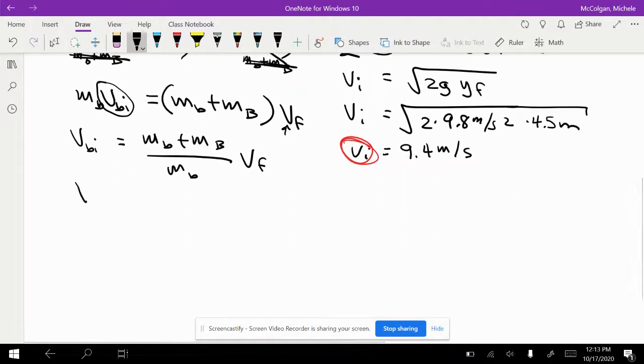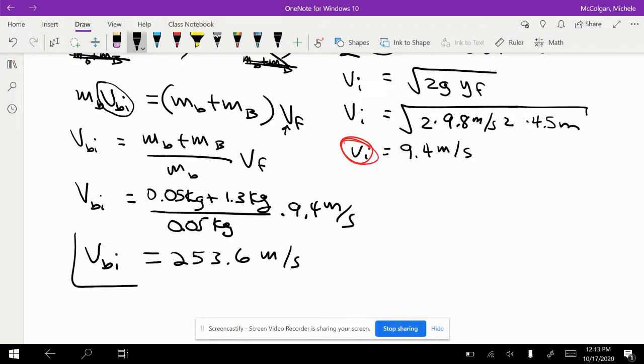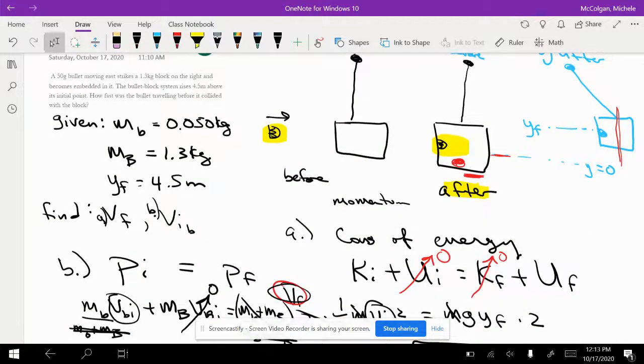So I plug in my numbers, and I get v of the bullet initial is equal to 0.05 kilograms plus 1.3 kilograms, divided by 0.05 kilograms, times 9.4 meters per second. And I solve and I get 253.6 meters per second. So that's the speed of the bullet in order for the combination of the bullet and the block to rise to a height of 4.5 meters.